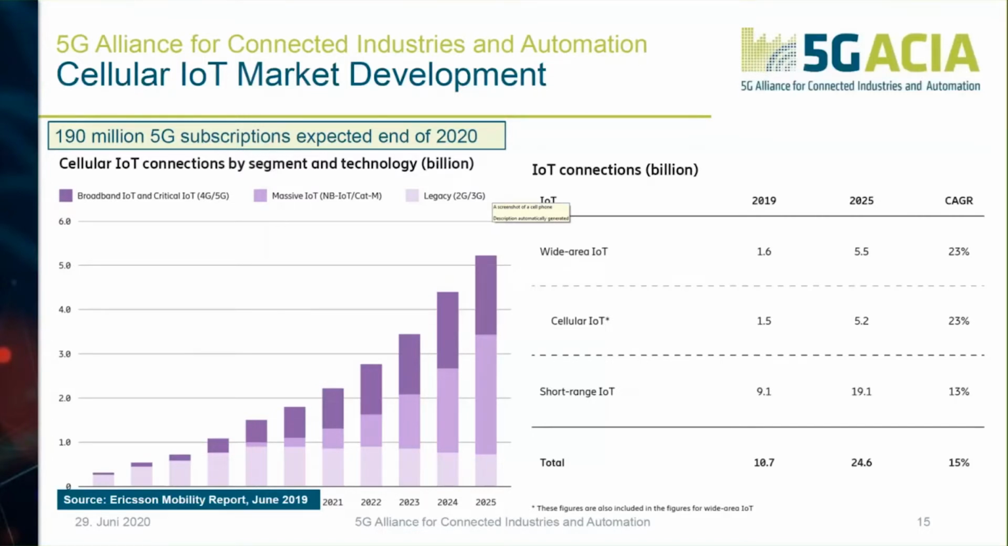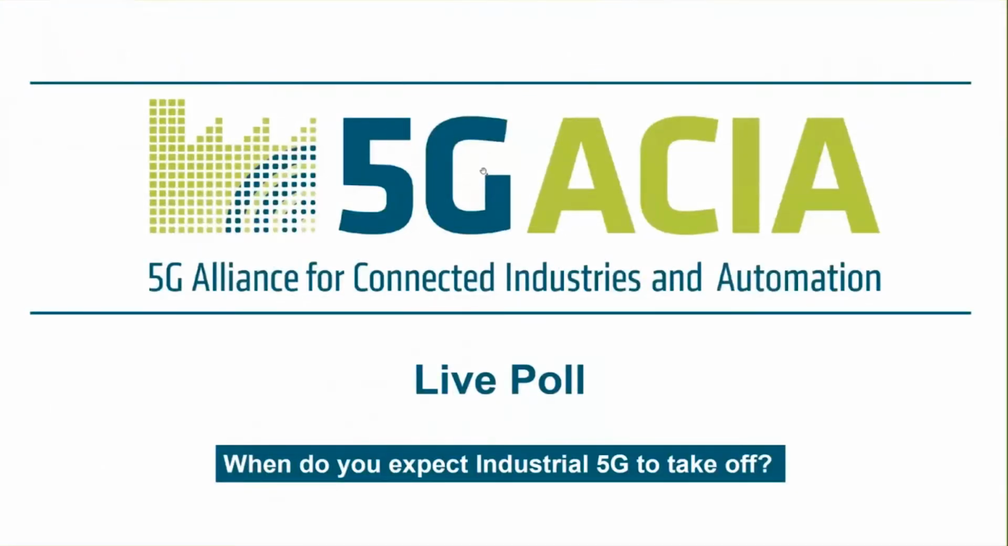And now I would like to get your opinion as well. What do you think? I've shown you the subscription figures, but from your perspective, when do you think 5G industrial IoT will happen? Is it now, next year, the year after? Soon you should see a poll, so please express your opinion. And of course, I will complement it with additional information on when the devices will be available or are on the market. So please go ahead.